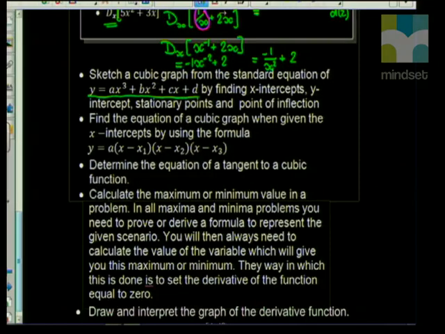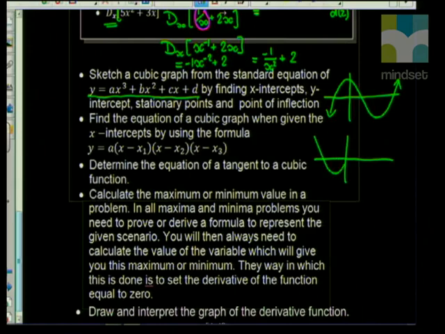We've got our cubic function, which is in the standard form of ax cubed plus bx squared plus cx plus d. Okay, and what the graph of your cubic function will always look like is that you're going to have a positive function, which will take the shape of something like that, or you might have a negative cubic graph, which will take the shape of this. Okay?